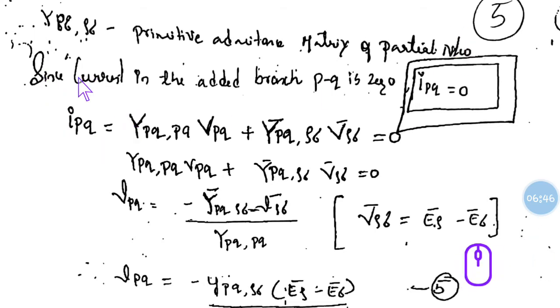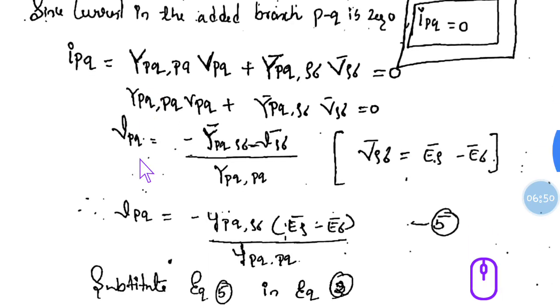So here I will make it 0. So from this you take VPQ. Okay, I have found VPQ. VPQ is equal to minus YPQ,rho sigma into V rho sigma divided by YPQ,PQ. So now, what is V rho sigma here? What is this V rho sigma? V rho sigma is nothing but E rho minus E sigma.